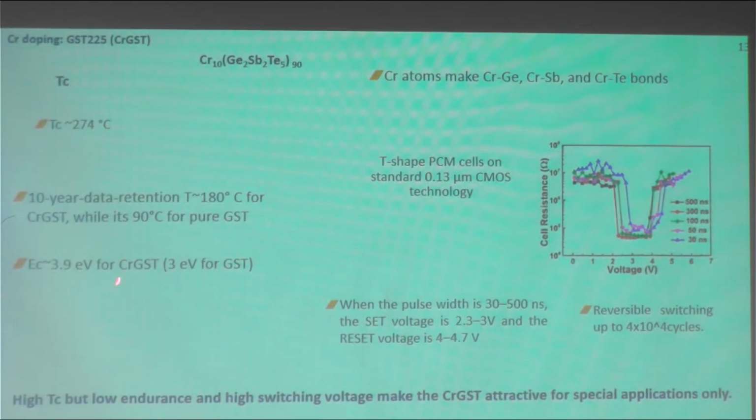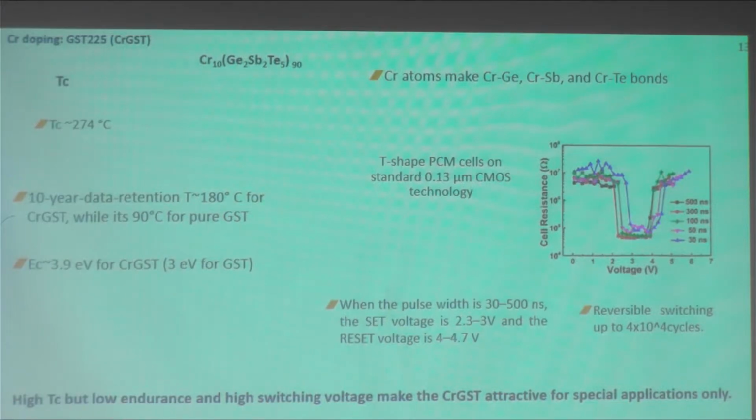EC is also increased for chromium-doped GST. XPS also showed the formation of chromium-germanium, chromium-antimony, and chromium-telluride bonds, which can also explain the thermal stability of such a compound.